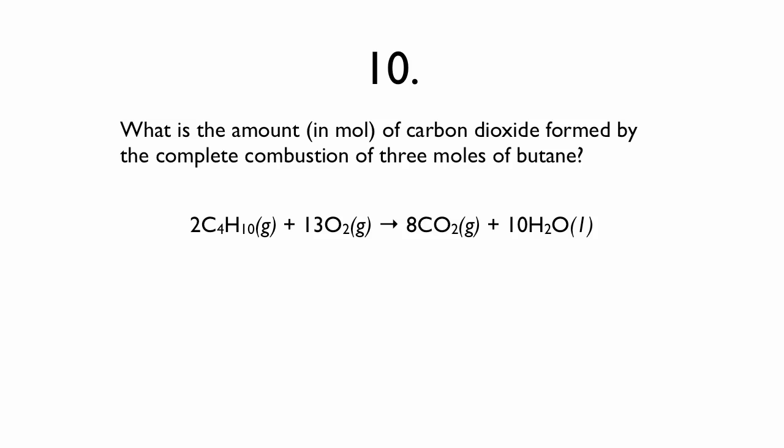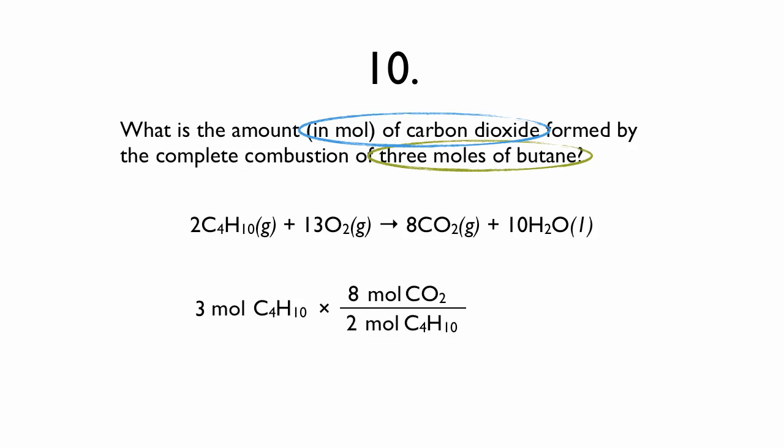Last, number 10. What is the amount in mole of carbon dioxide formed by the complete combustion of 3 moles of butane? And they're asking for an answer in moles of carbon dioxide. So we start with our 3 moles of butane, multiply by the ratio of moles of carbon dioxide to butane. Moles of butane cancel out. We get 12 moles of carbon dioxide.